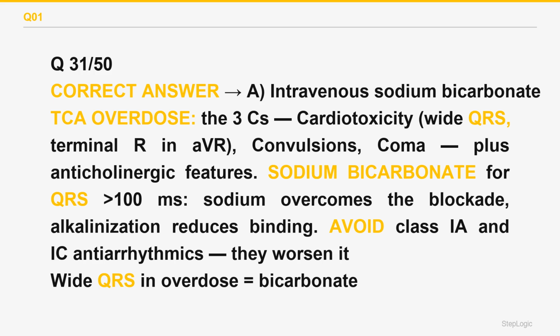Treating the visible syndrome instead of the lethal one is exactly the error. It is also worth remembering that class IA and IC antiarrhythmics are themselves sodium channel blockers and would compound the toxicity, so the instinct to treat a wide complex rhythm with an antiarrhythmic must be suppressed here. If you see a widening QRS after an overdose, think sodium channel blockade and give bicarbonate.